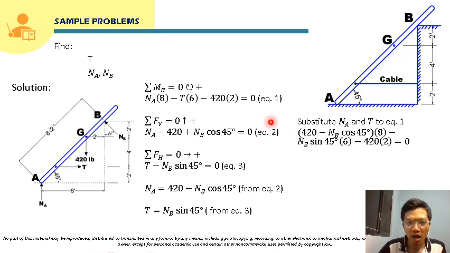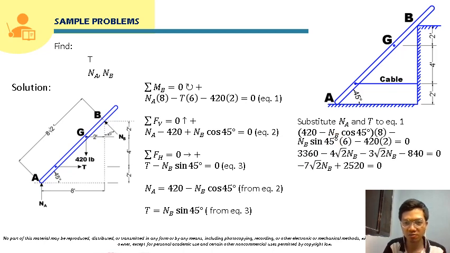Okay, so our NA here from equation 2 is 420 minus NB cosine 45 degrees times 8 minus T. So our T from equation 3 is NB sine 45 degrees times 6 minus 420 times 2 is equal to 0. Okay, so for here, the only unknown is NB. So we can simplify this further.